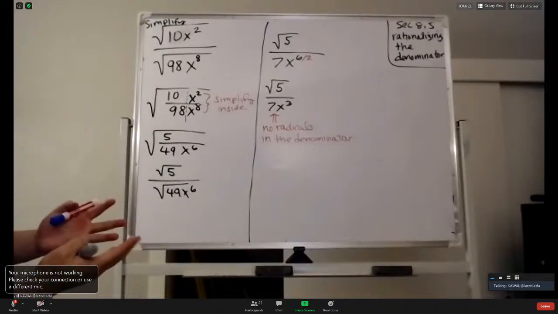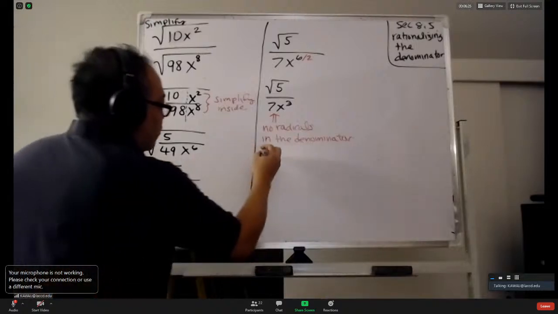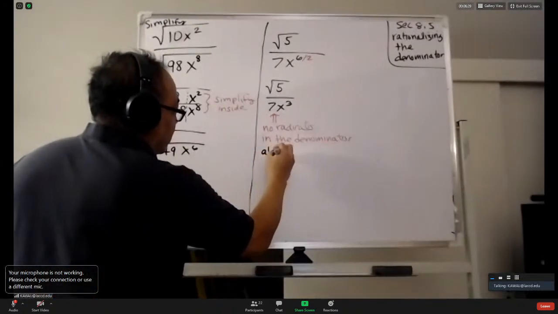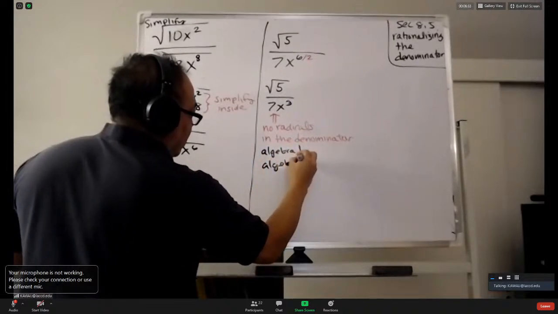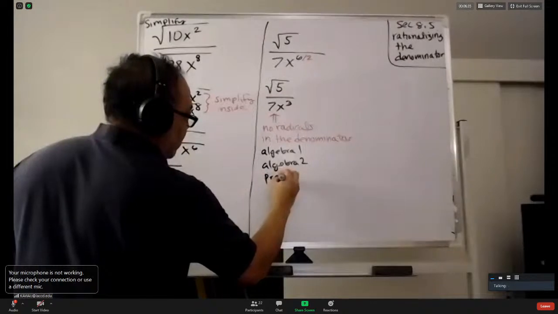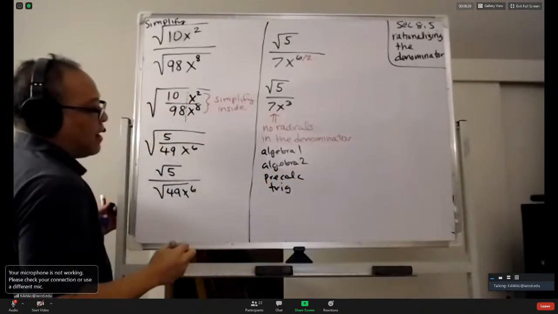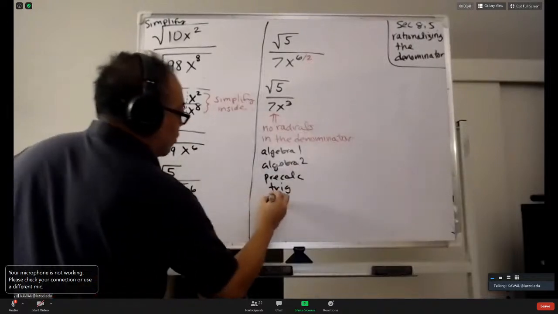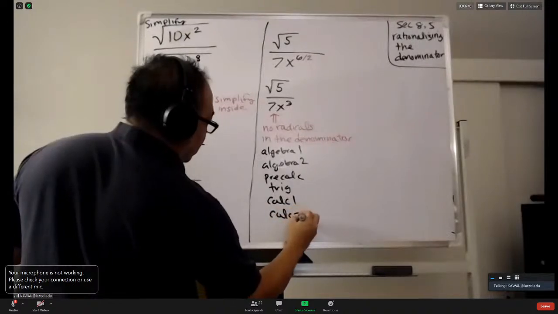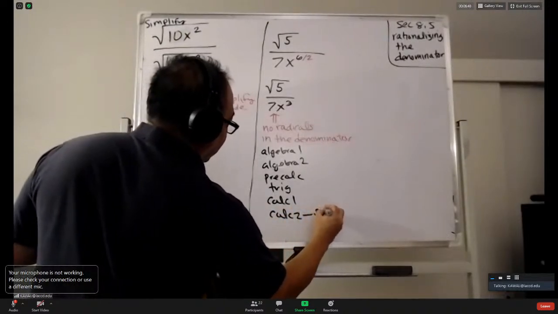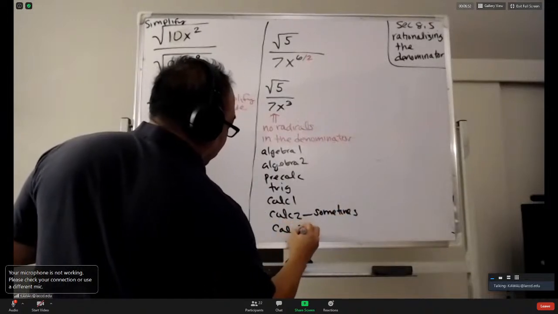So we have a rule. You cannot have radicals in the denominator. And this will be true for algebra 1. This will be true for algebra 2. And for pre-calc. And for trig. And for calc 1. And then for calc 2, sometimes. And then when you get to calc 3, no one cares.